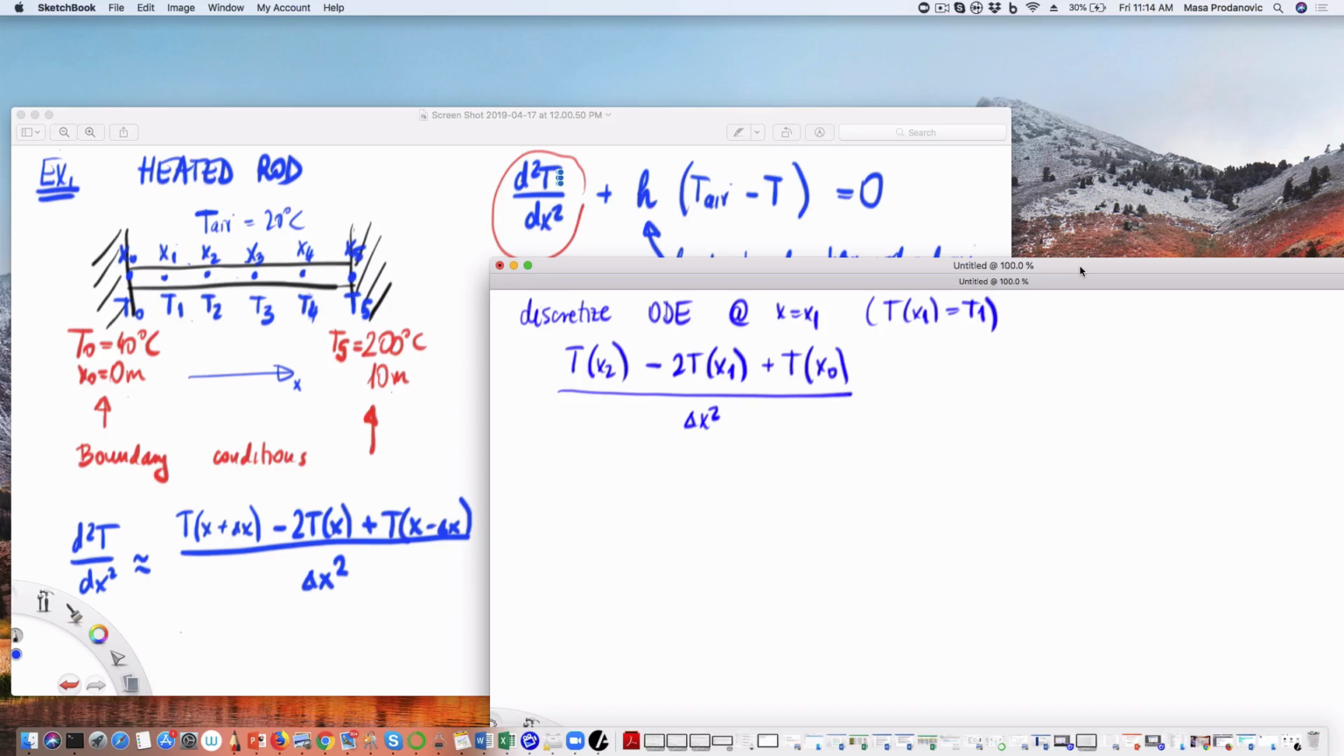Yes? Everybody sees that? What is ODE? Ordinary differential equation. Very common acronym. ODE, PDE is partial differential equation. So basically that operator is discretized like this. So this is an approximation. And I'm applying it at this point, t of x1. And then I have plus h of t air minus t, which is at this point, t of x1, is equal to 0.